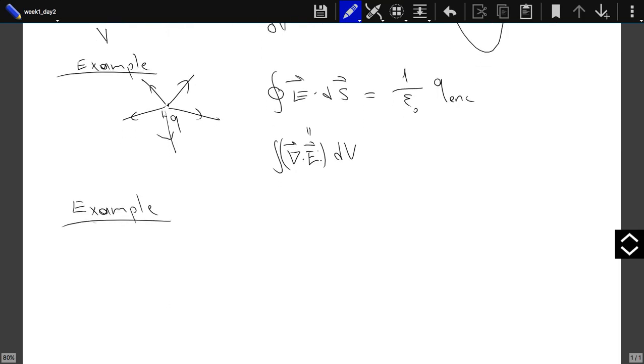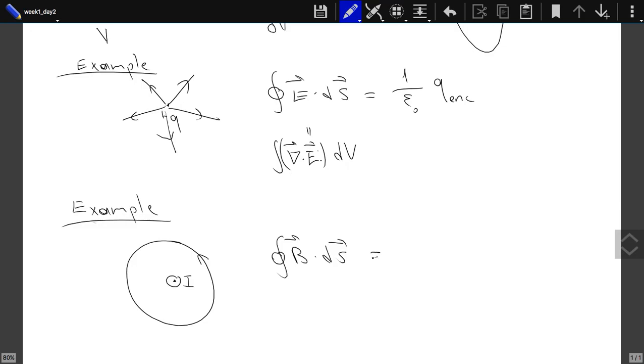Now let's look at the magnetic field. If you have a current carrying wire, a straight infinite wire, we had studied the magnetic field, if you remember it, this is how the magnetic field lines will look like. And the integral of B dot dS on any closed surface would have been equal to 0.